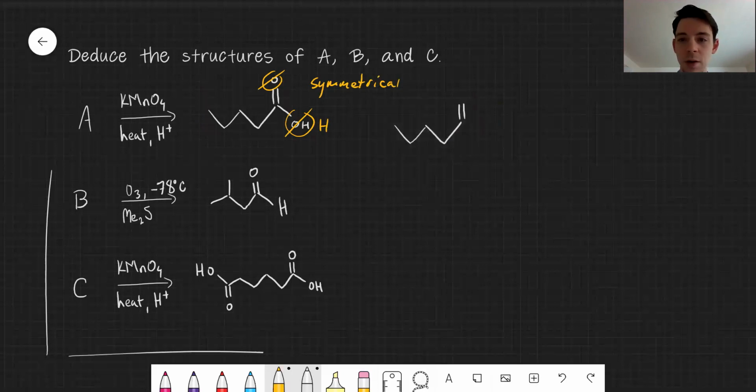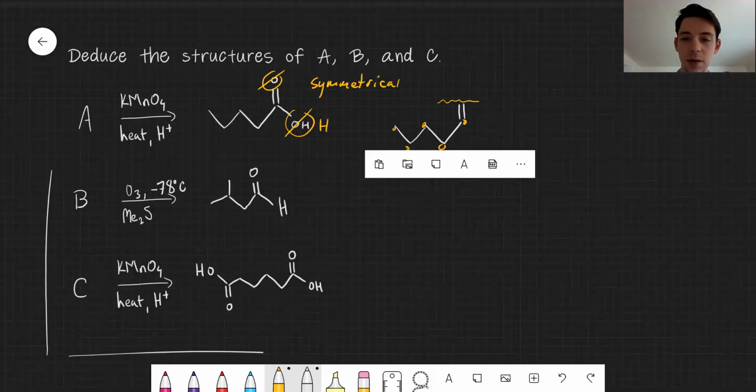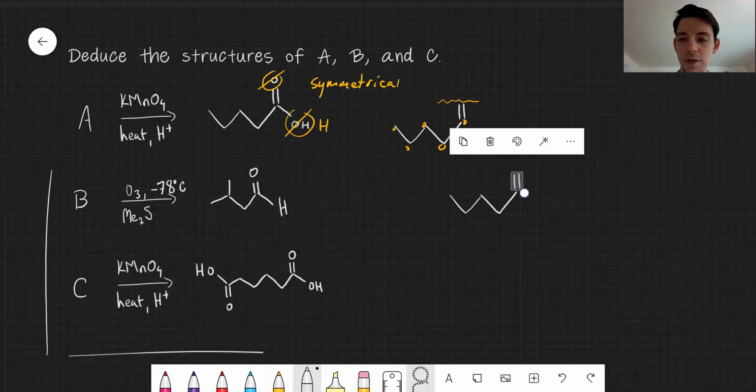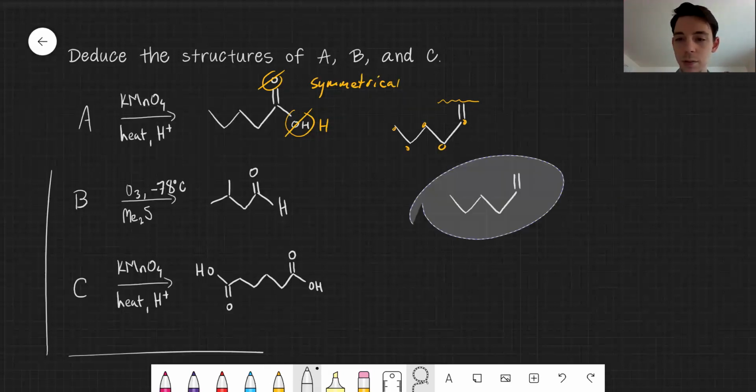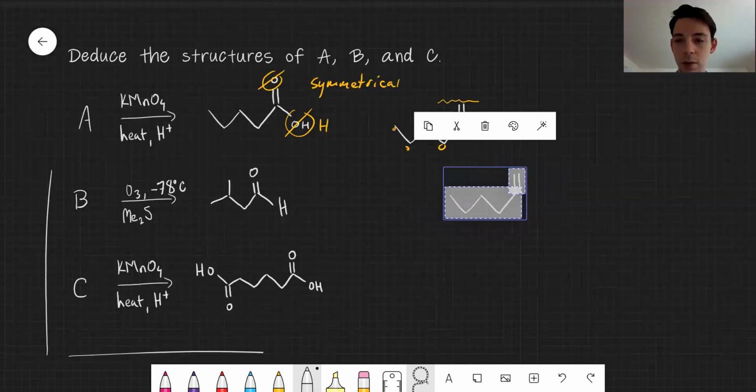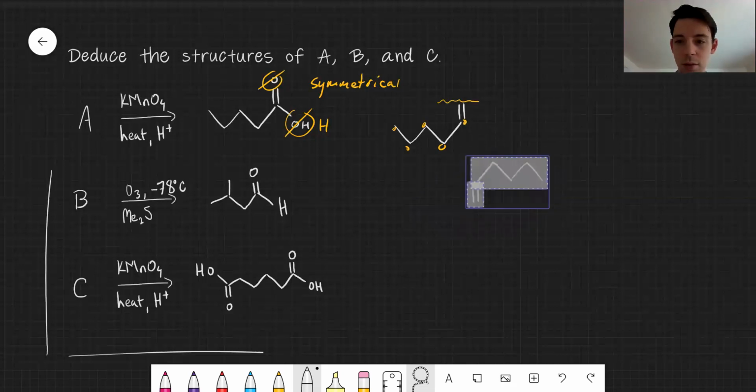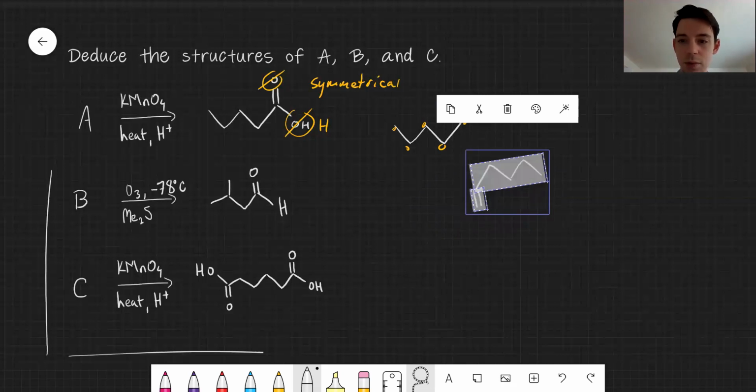I know this is where the double bond was cleaved. So the other half of this double bond, knowing that this molecule is symmetrical, should be an identical molecule to this one. I like to keep track of my number of carbons. Here I have 5 carbons, so the other half of the molecule should have 5 carbons as well. Again, using my technology here, I should be able to rotate it and put that in place.